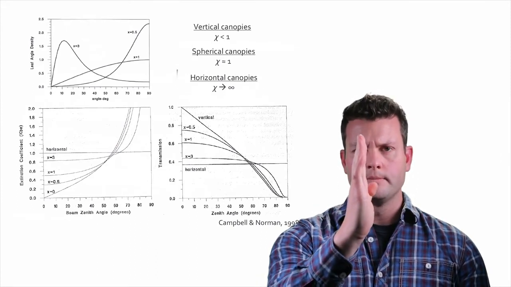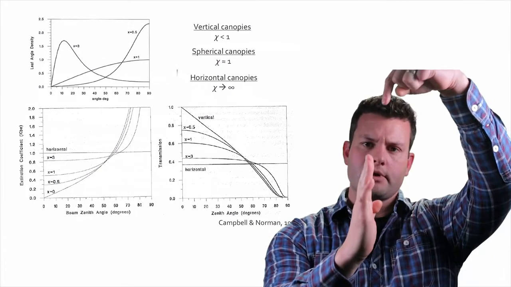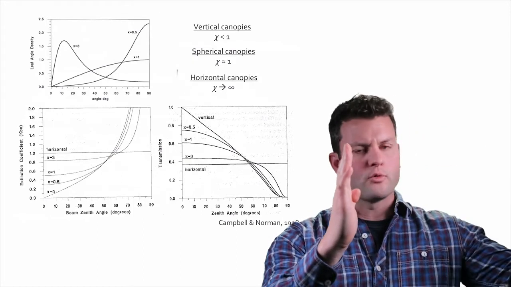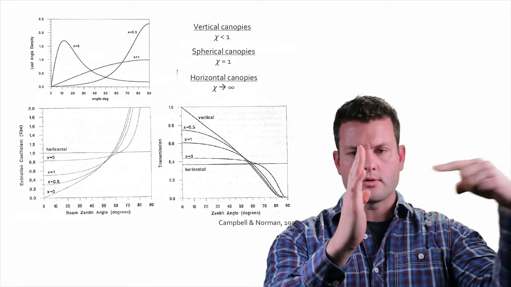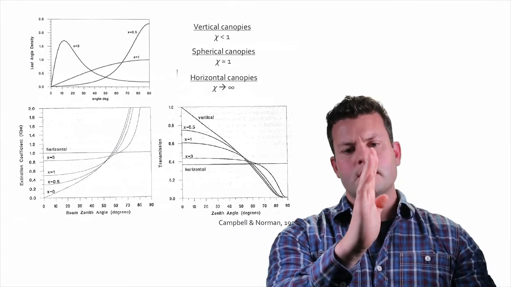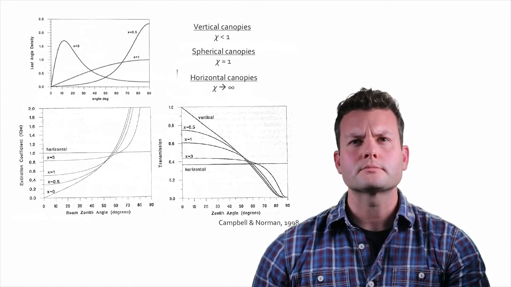So you have a vertical leaf profile here, and when the sun is directly overhead, there is no shadow being cast by the leaf, whereas if the sun is coming from the side at the horizon, there's going to be complete absorption, and so no transmission of that radiation.